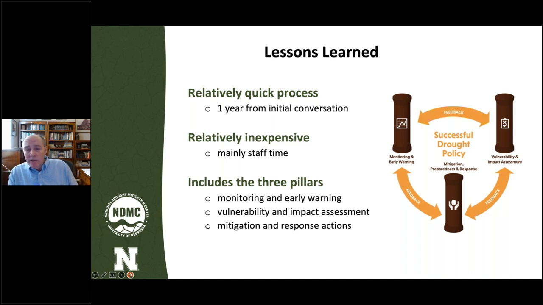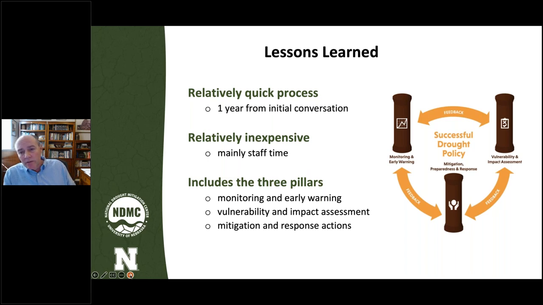And relatively inexpensive. Some of these plans can cost hundreds of thousands of dollars each time you update them. And this one was a labor of love from different agencies, mainly staff time, not that that's free time, but it didn't require an additional outlay of funds. And so I see that as a positive for this. It doesn't have to cost a lot of money to develop a drought plan or update one.